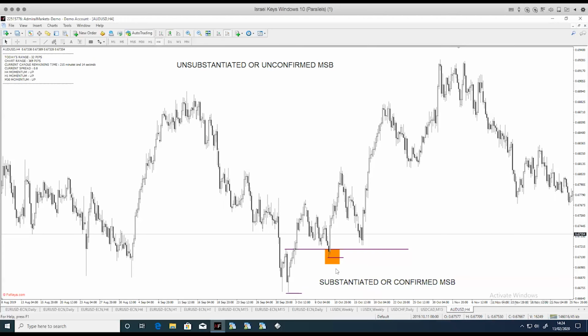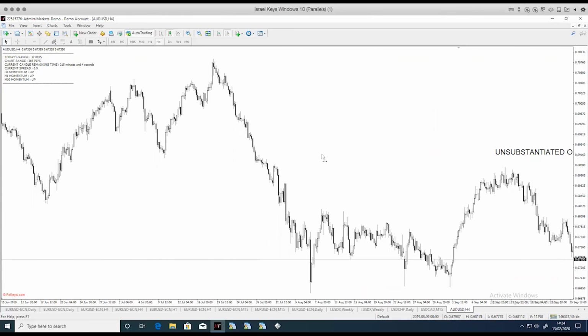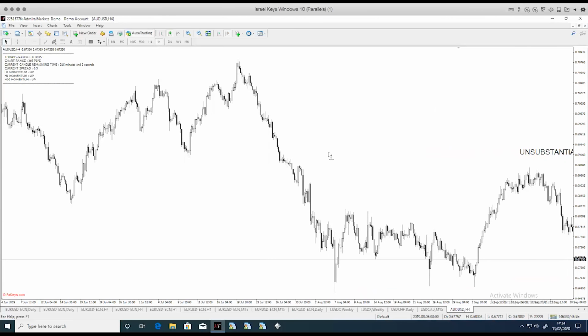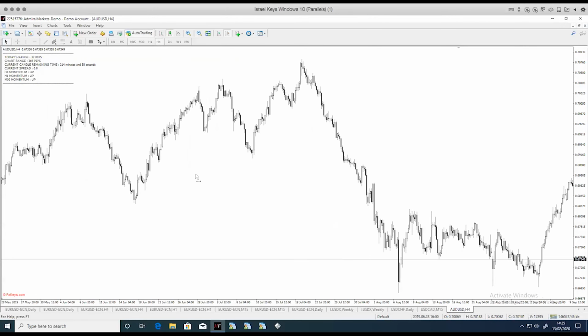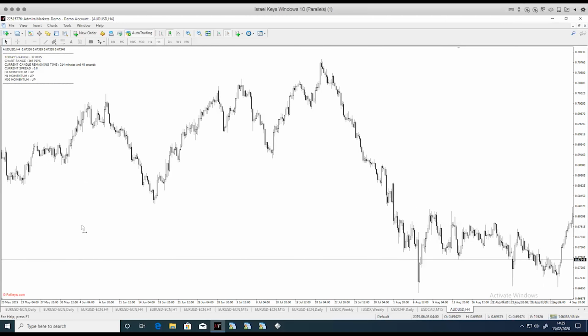Now, there are examples of unsubstantiated market structure breaks. Let me see if I can find one on this chart to show you. Let's see. Which one should I use? I can see a couple. So there's one right here. Look at this.